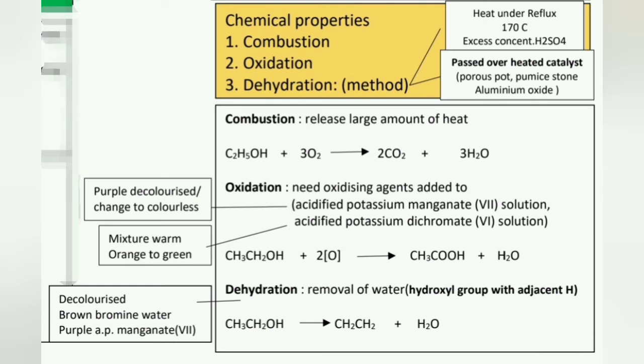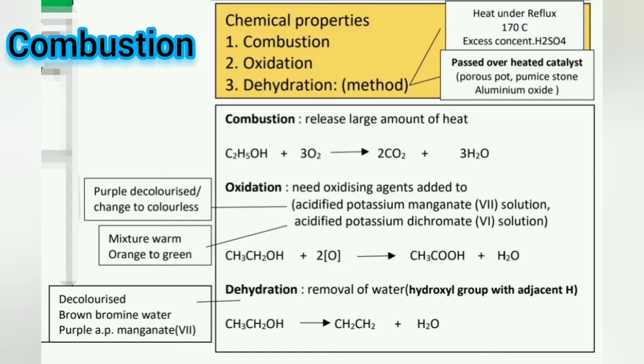Three chemical properties of ethanol: number 1, combustion; number 2, oxidation; and number 3, dehydration. Ethanol has a set of reactions determined by its functional group, that is the hydroxyl group. Number 1, combustion of ethanol.